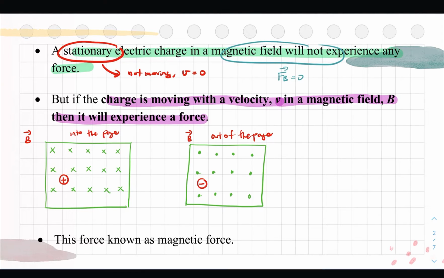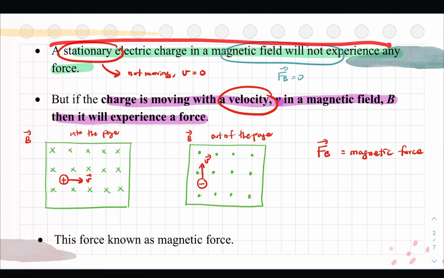Tetapi, kalau charge ini ada velocity, dia bergerak, sama ada dia bergerak ke atas ataupun ke bawah, dia akan menghasilkan magnetic force, FB. Okay, so this one kita panggil sebagai magnetic force, dengan syarat dia kena ada velocity. Kalau tak ada velocity macam awal tadi, kita kata kalau kita letak je charge dalam B, letak je, tak ada velocity lagi.